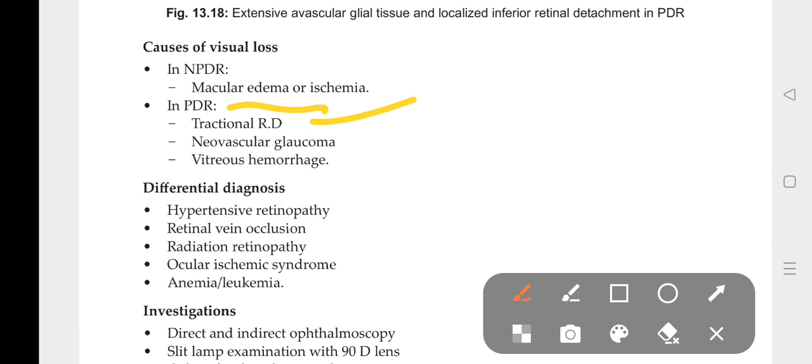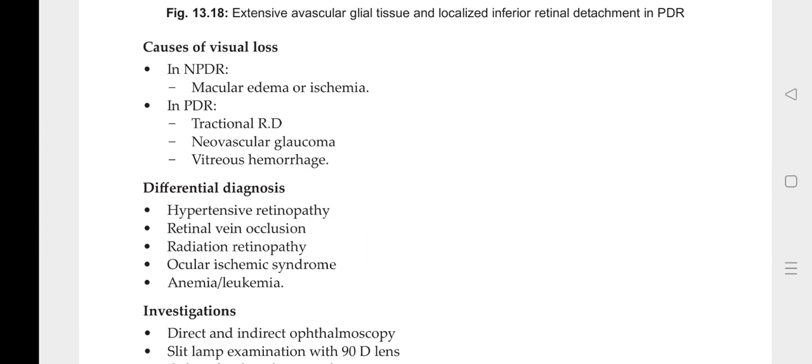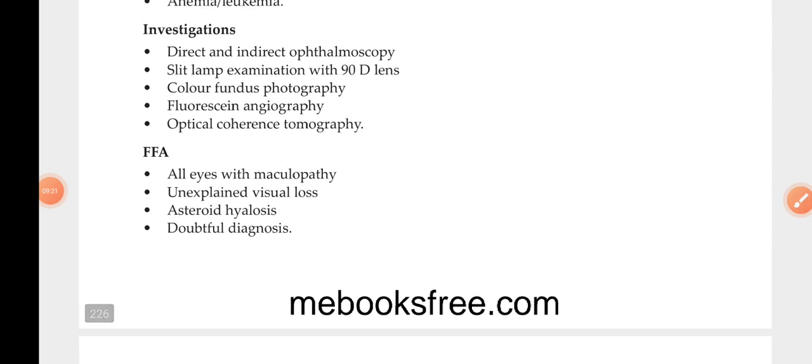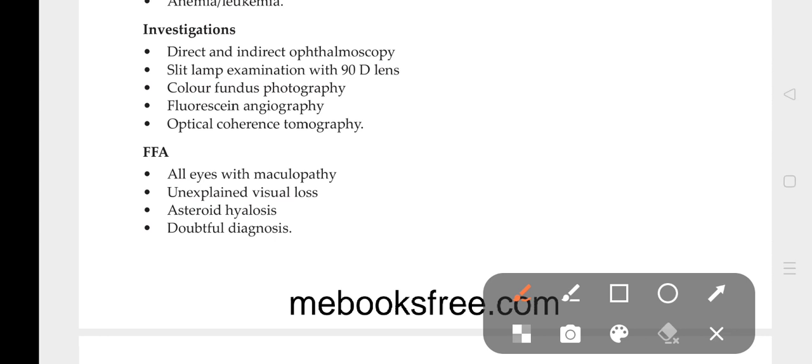What are the differential diagnoses? Hypertensive retinopathy, retinal vein occlusion, radiation retinopathy, ocular ischemic syndrome, anemia, leukemia. What investigations will you do in diabetic retinopathy? Direct and indirect ophthalmoscopy. Slit lamp examination with a 90 D lens, where we can see criteria 1, 2, and 3, that is retinal thickening and hard exudates. Next are color fundus photography, fluorescein angiography, and optical coherence tomography, OCT.